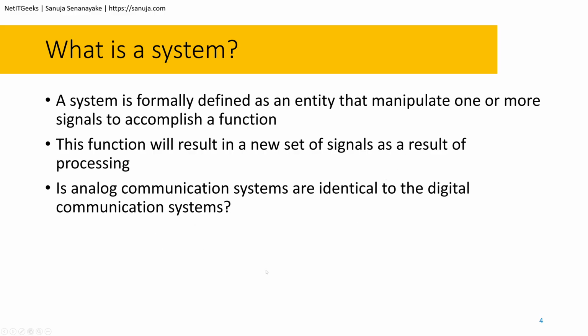The next thing we need to think about is whether analog communication systems are identical to digital communication systems, because we have two major divisions of systems: analog communication systems and digital communication systems. In the simplest terms, they are similar in how the systems operate. They take a signal, process it, and generate another signal. However, they are fundamentally different in how those systems operate. Analog communication systems operate differently compared to digital communication systems. In the next few slides, I'm going to describe those things as well.